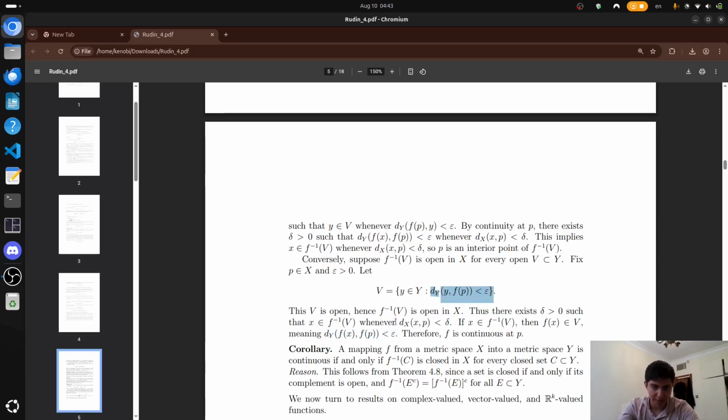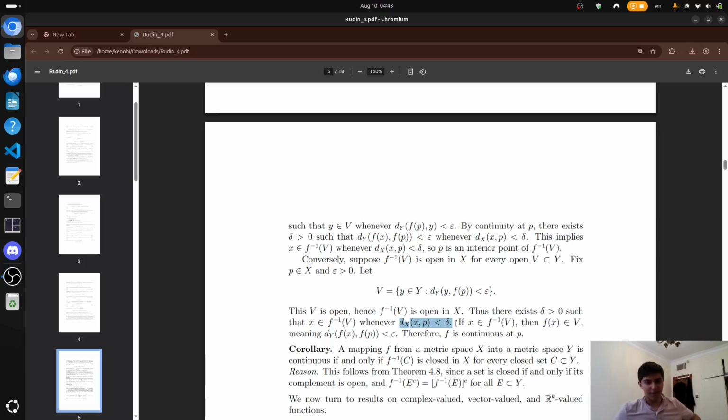And we know this happens whenever d_x(x,p) is less than delta, because f inverse of v is open, so we can take a delta, not less than or equal to delta. Instead, we take less than delta to define an open function, and that's how we prove it.